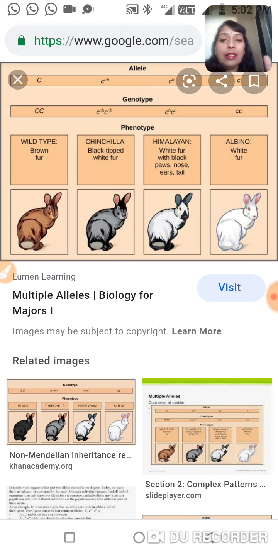These shades are nothing but because of the presence of a specific type of gene or specific type of allele in that individual, right? So for the albino there is no dominant gene, so it is a completely recessive character.